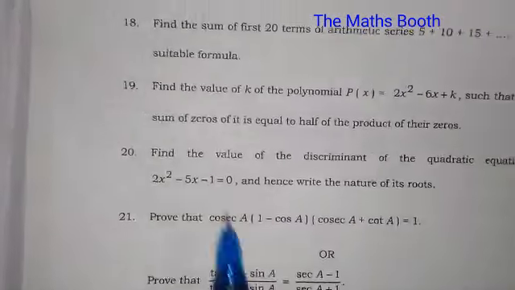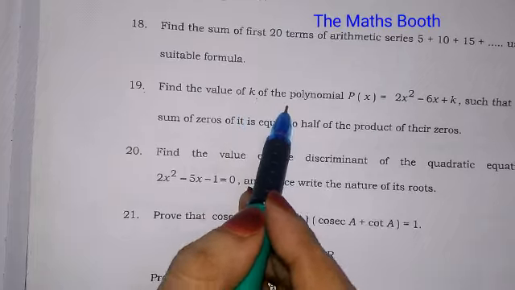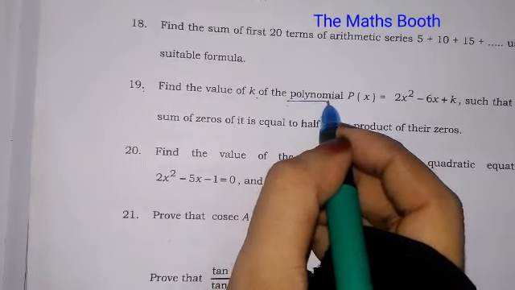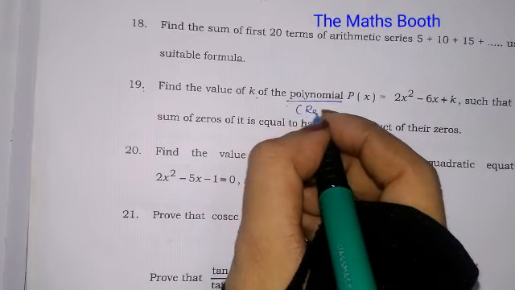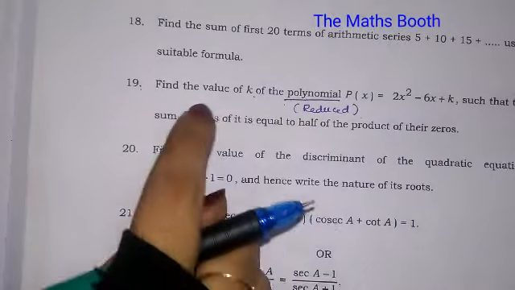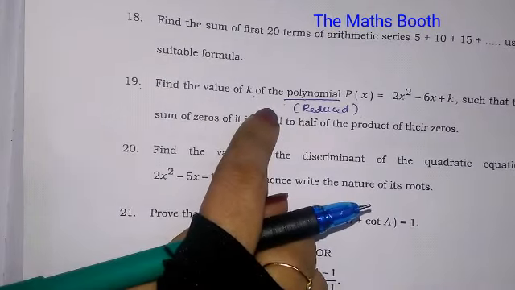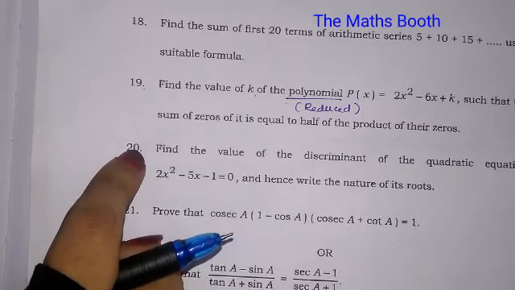Now let us see question number 19. Find the value of k of the polynomial. So here the word polynomial comes. Polynomial is reduced, so this question is from the reduced syllabus. Let us go only for this year. It is reduced, so let us go for question number 20.